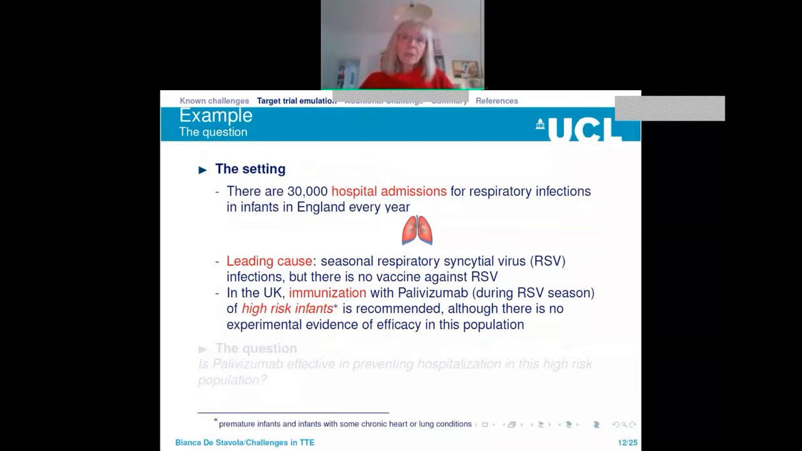So now I'm working through an example, worked on with collaborators at the Institute of Child Health at UCL, to show you how these three steps are carried out.